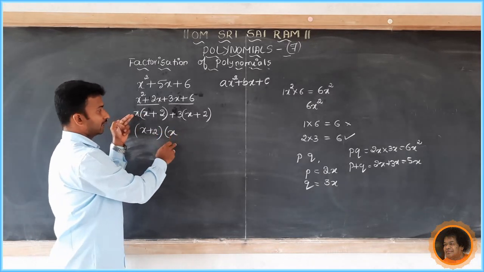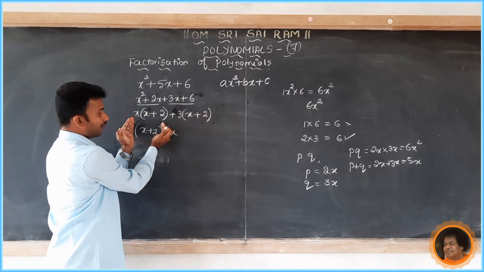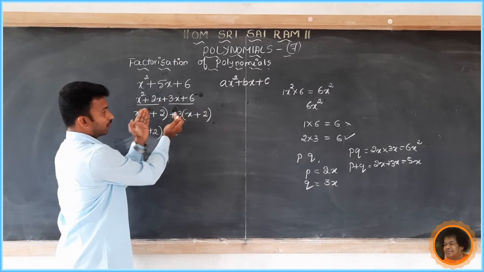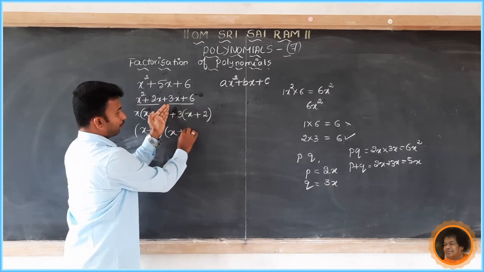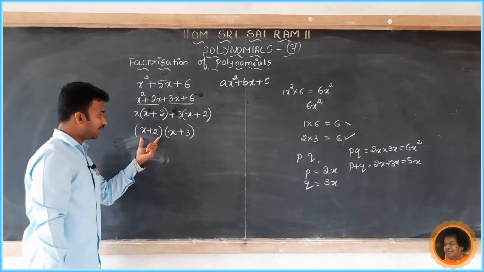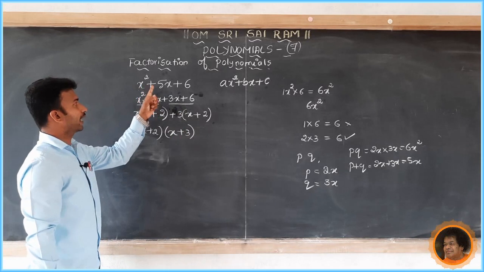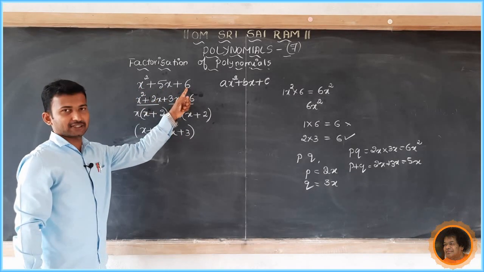Open bracket, x plus 3 and x plus 2. What is the common? x plus 2. Next remains x plus 3. So we can say x plus 2 and x plus 3 are the two factors of x square plus 5x plus 6.